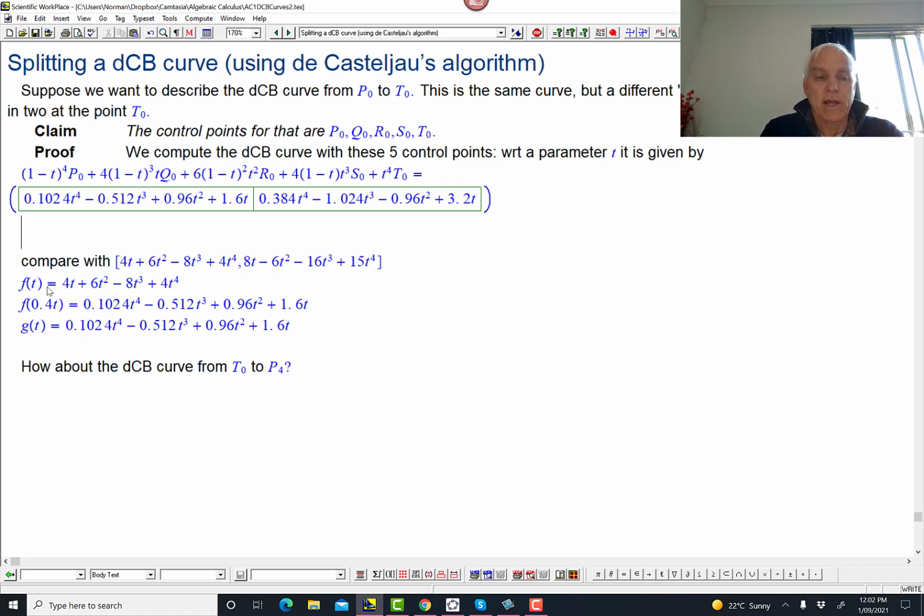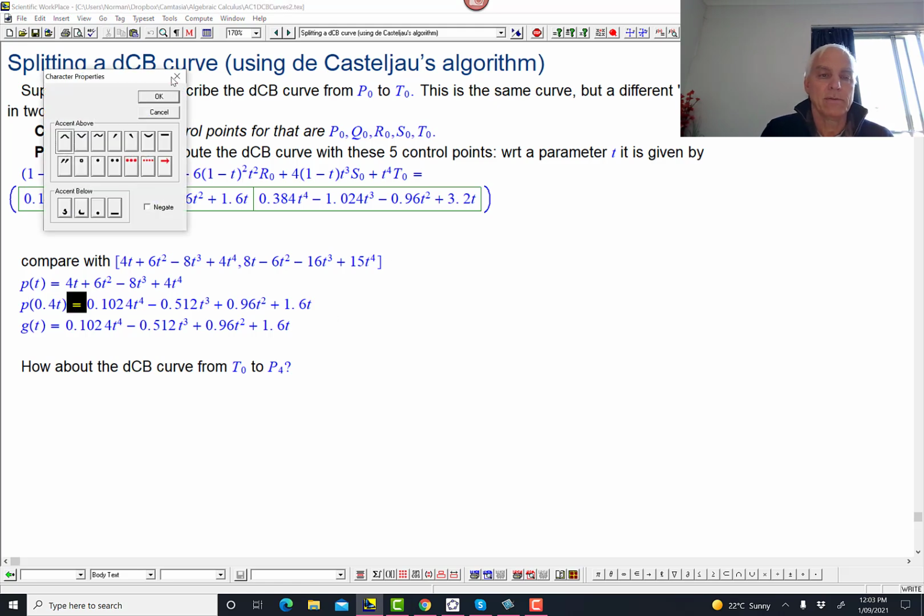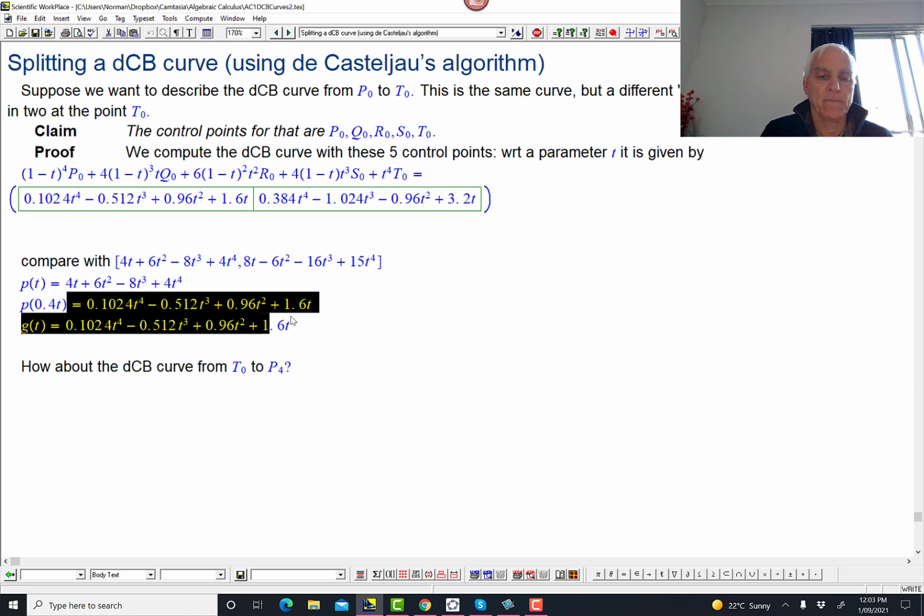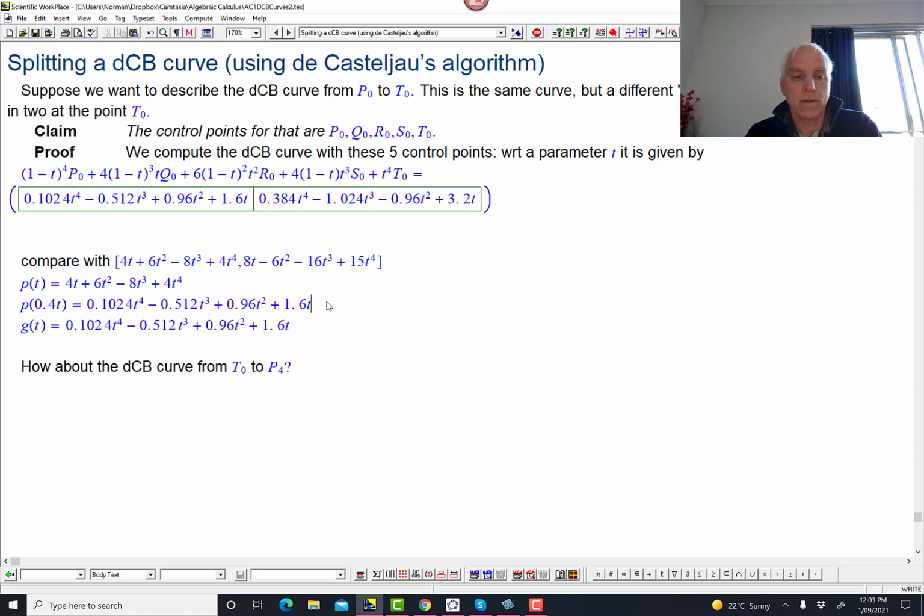Okay, so if f of t is, say, the first one, maybe we should say p of t. I think that was more consistent with what we were doing before. So let's define p of t. And now if I look at p of 0.4t, so I'm just sort of rescaling that. So you see this one here, this is 0 at 0, and it's 1 at the endpoint P4. But I want to rescale it, so I'm going to put 0.4t here. And let me just see what we actually get here. You see, we're getting this thing here.